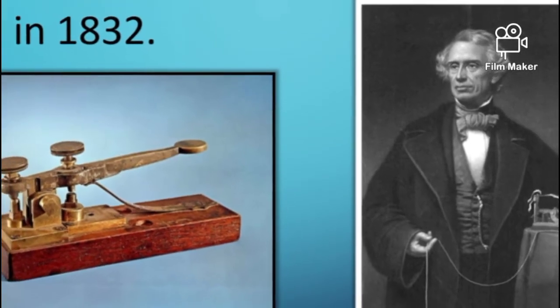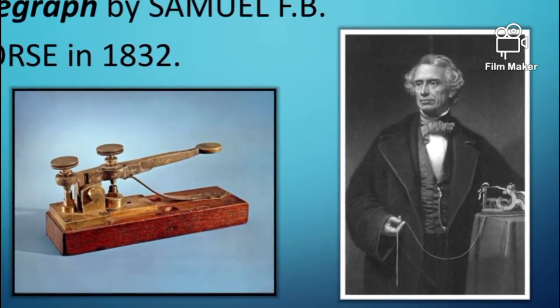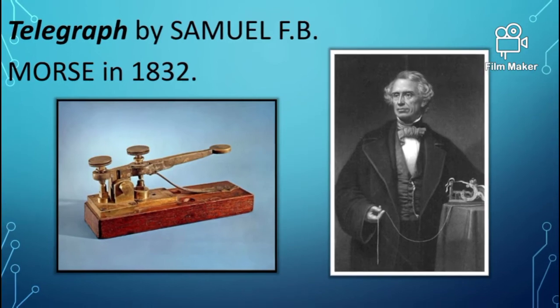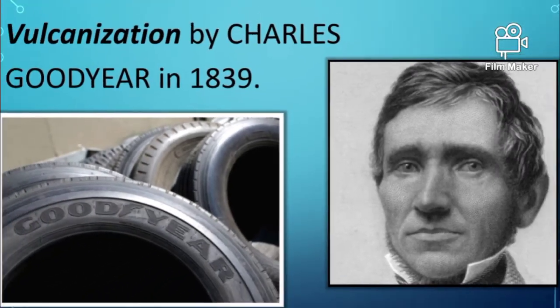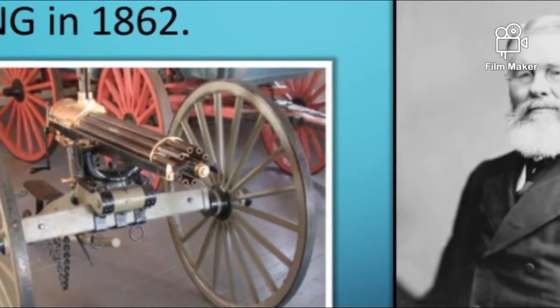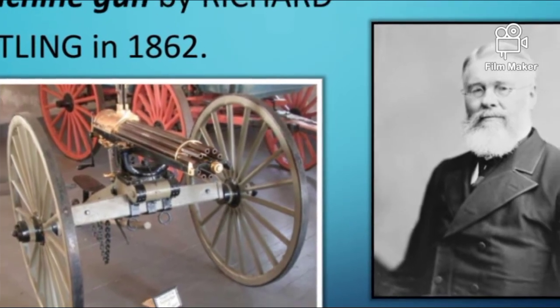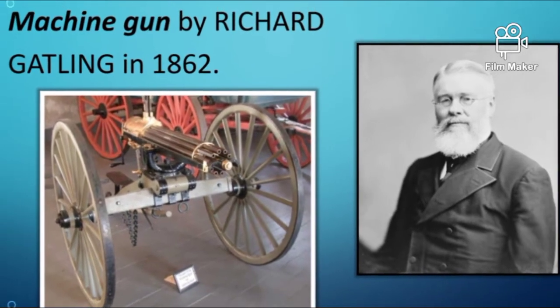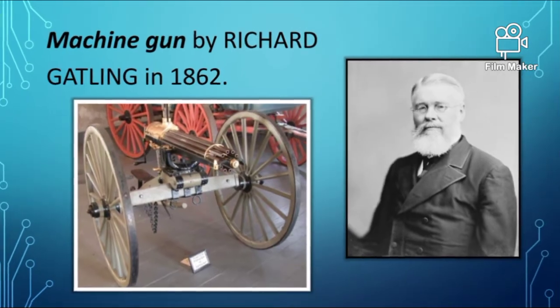Telegraph, an old-fashioned system of sending messages over long distances by using wires and electrical signals. Next is Charles Goodyear. He was hailed as the father of mechanization. He is also the inventor of the first rubber wheel and the founder of Goodyear Company. The Gatling machine gun was the first high-powered gun that fired 350 bullets per minute. With this invention, war and conflicts were triggered.